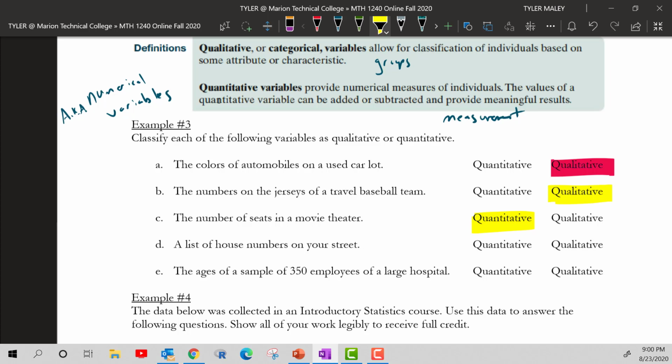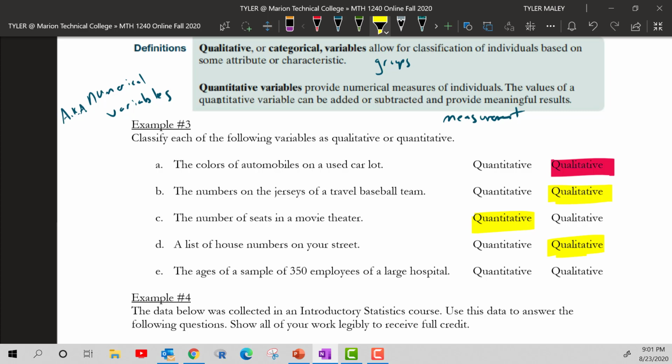A house number is basically identifying whose house you're talking about. That's qualitative. It's not a measurement. We're not using anything to measure or count anything. Also, a test that can work most of the time is, does it make sense to add house numbers together? No, not really. Also phone numbers don't make sense to add up. Social Security numbers, they don't make sense to add up either. Those are all qualitative variables.